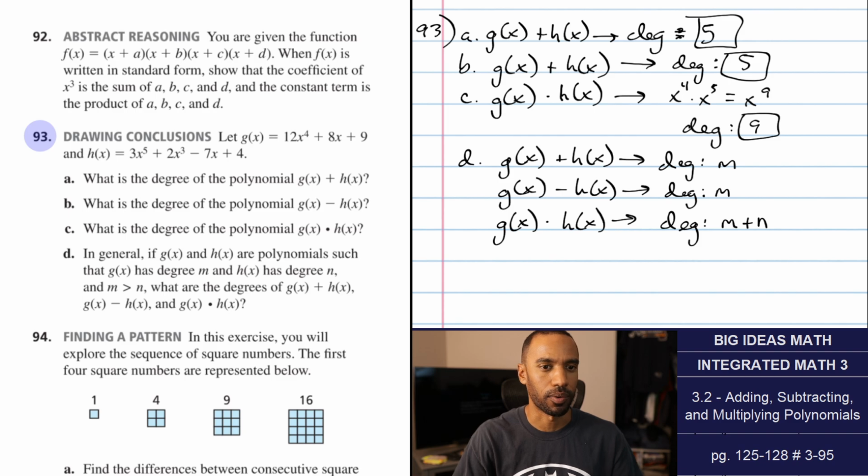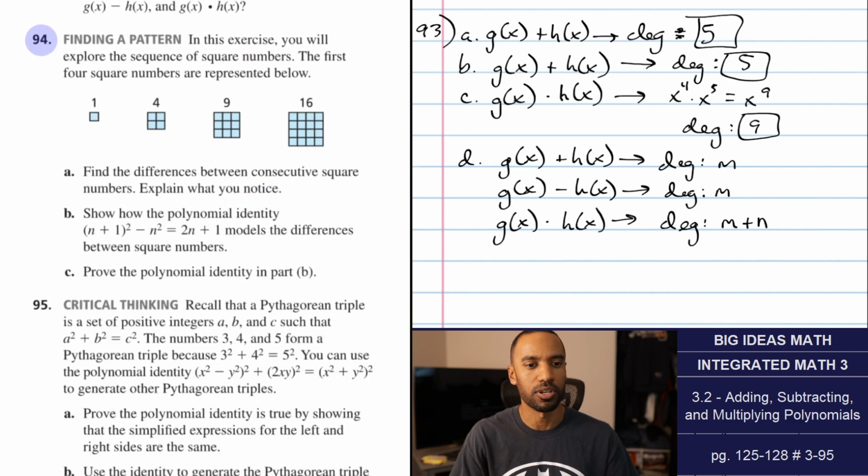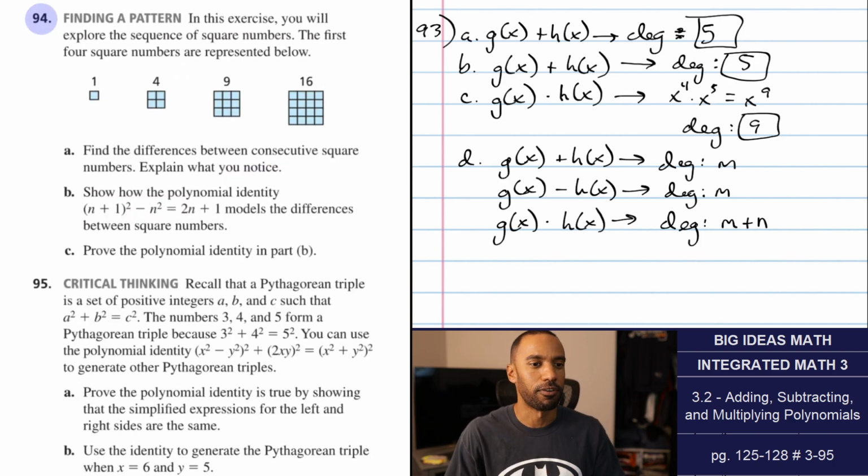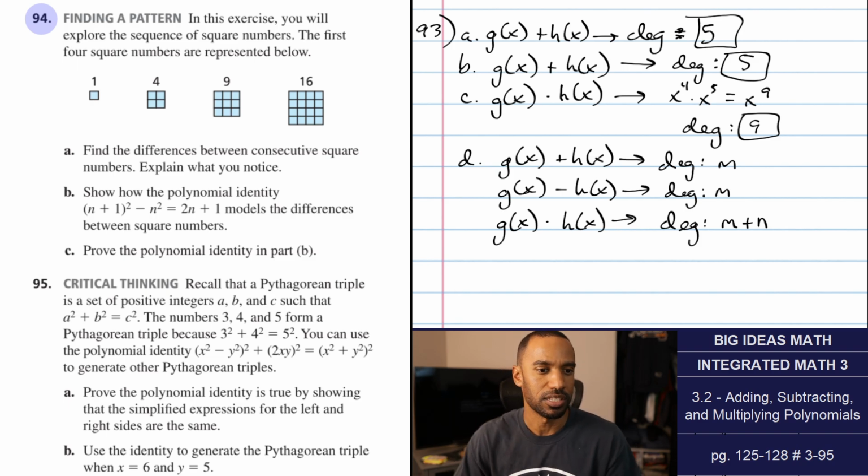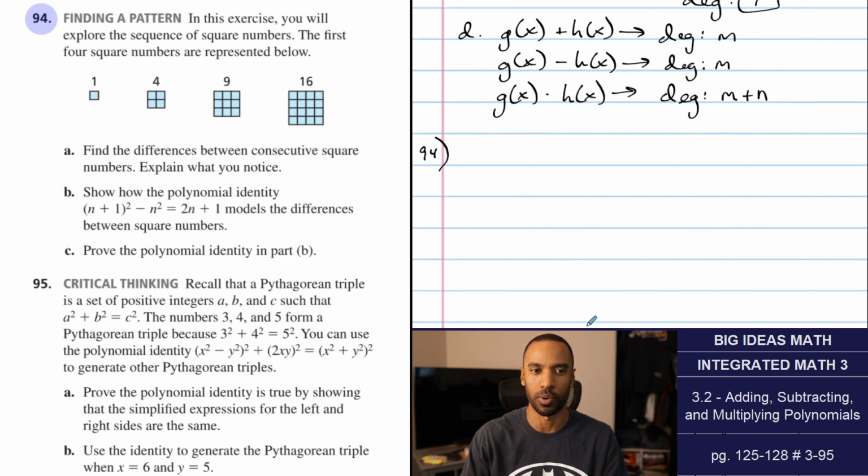All right, kind of a quick question. Number 94, finding a pattern. In this exercise, you will explore a sequence of square numbers. The first 4 square numbers are represented below. Find the differences between consecutive square numbers. Explain what you notice. Well, we've done a lot of these because it's going to be the same thing for quadratics. So 1, 4, 9, and 16, their differences are 3, 5, and 7.